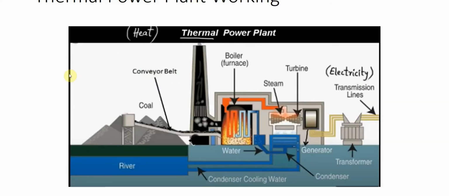And now thermal power plants, here you can see a practical example. For example, a thermal power plant operated with coal. The input or the fuel is coal. So here you can see the coal, there is a conveyor belt. With the help of the conveyor belt, you will put this coal into the boiler or furnace. This is called furnace or boiler.